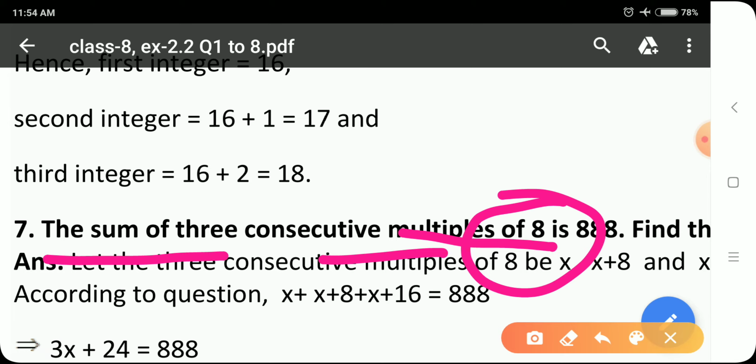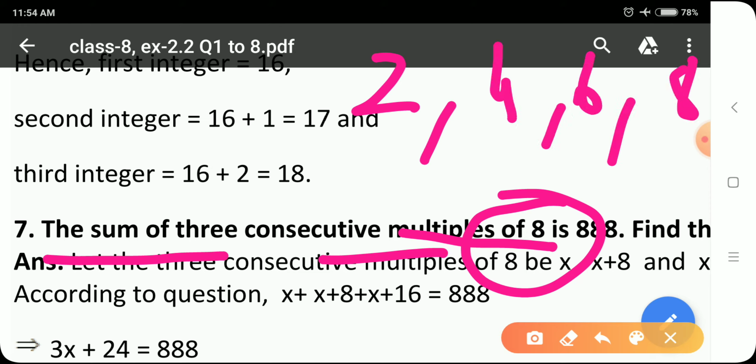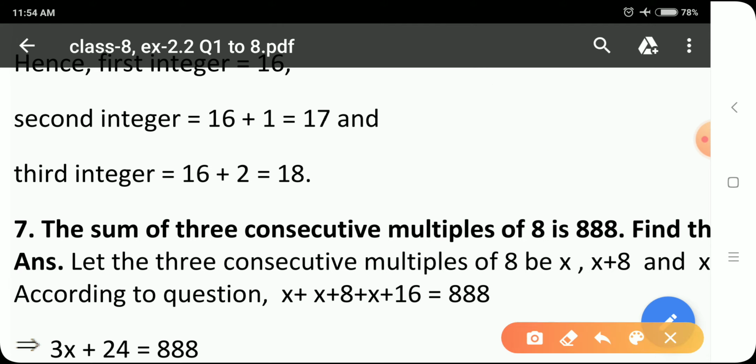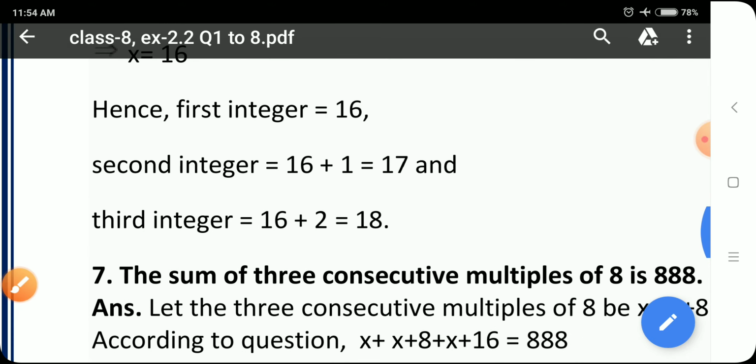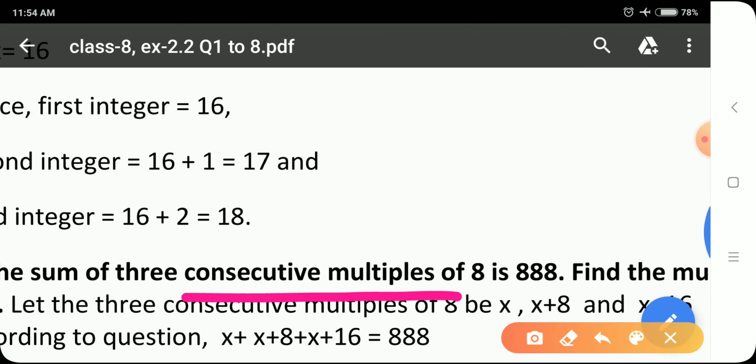Okay, if I ask for multiples of 2, they become 2, 2 2s are 4, 2 3s are 6, 2 4s are 8. So these are the multiples of 2. Similarly, you have to see in this question that we need the consecutive multiples of 8 whose sum is triple 8, that is 888. You have to find the sum of three consecutive multiples of 8.